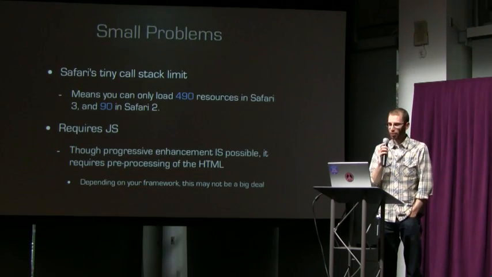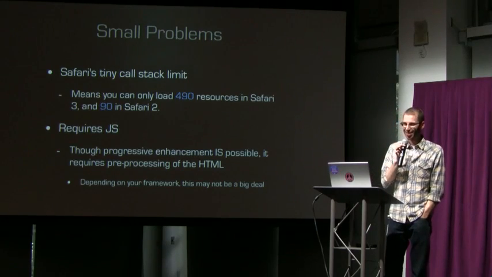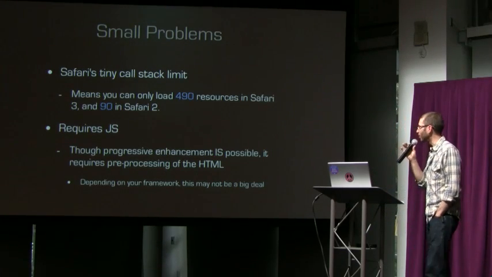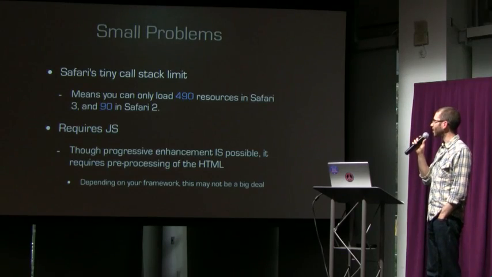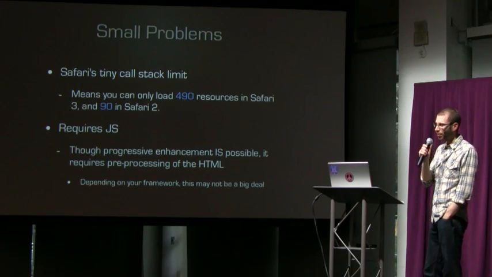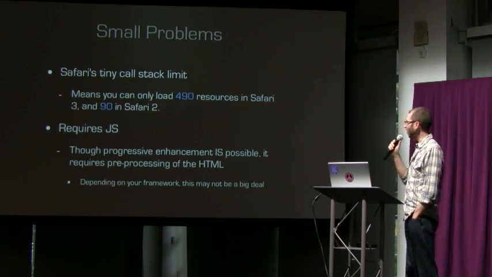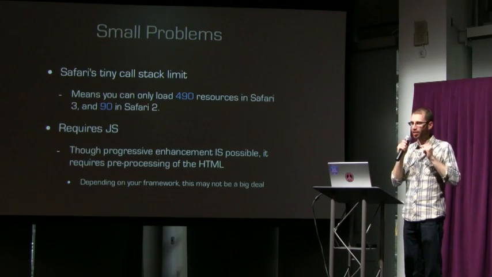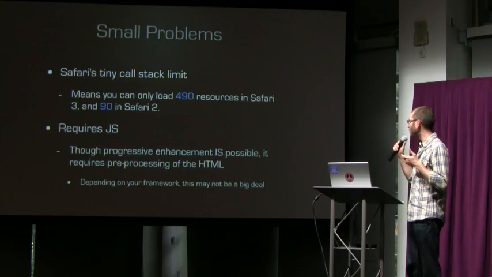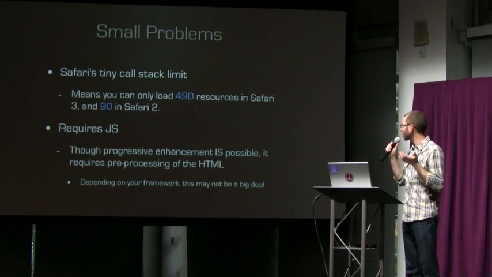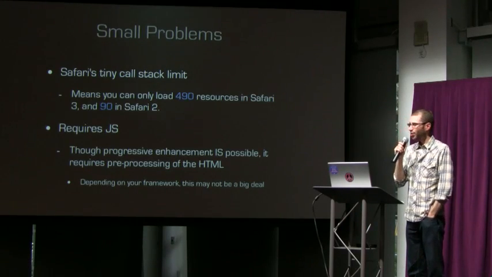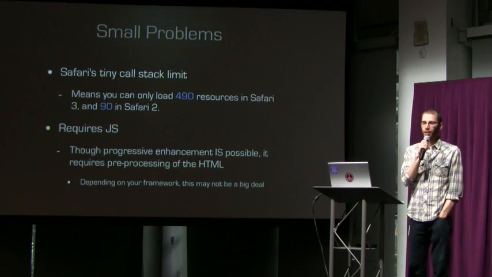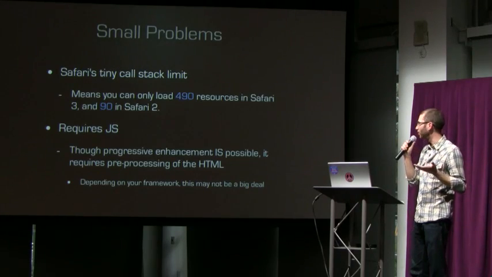So, small problems with this approach. It sounds too good to be true, and in a lot of ways it really is. The small problems you're going to run into, the first one is Safari's tiny call stack limit. This is implemented as a recursive function, and because of that, Safari 2 will halt after 90 recursive executions. That's the length of the call stack. In Safari 3, which most people are on these days, that's up to 490. So you're really fine. 490 resources is a lot. That really gets you through most pages.